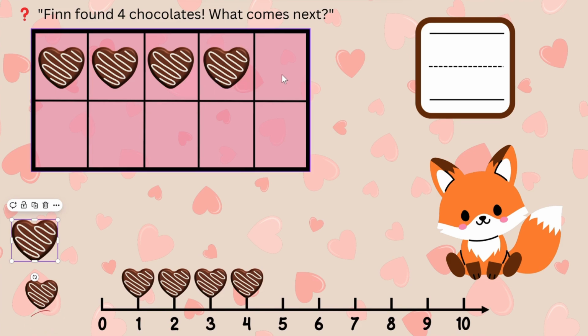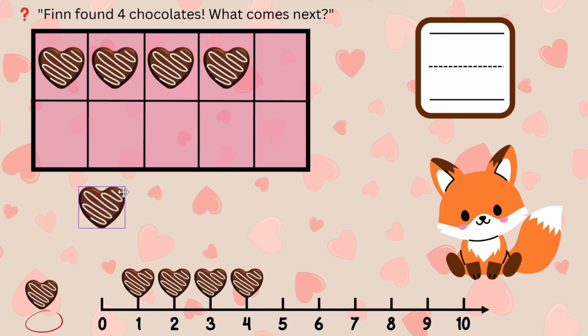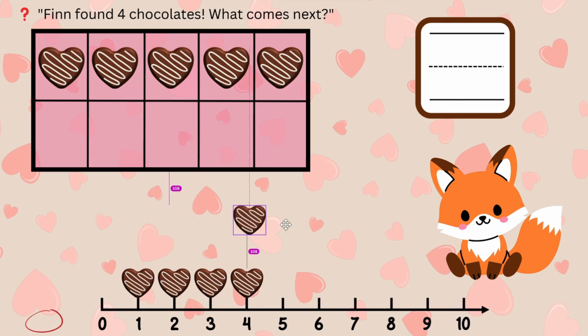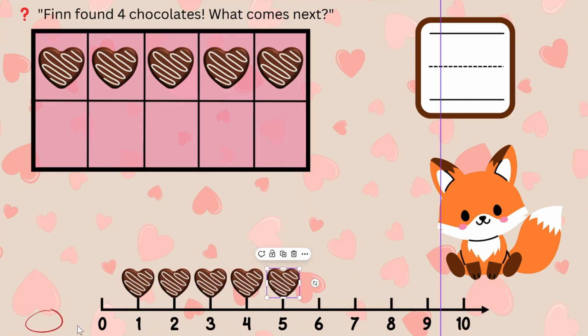Remember the word add. That means we're going to add. We're going to put one more in our tin frame. How many do we have now? 1, 2, 3, 4, 5. We have 5 chocolates in our tin frame. So we have 1, 2, 3, 4, 5 hearts here on our number line.